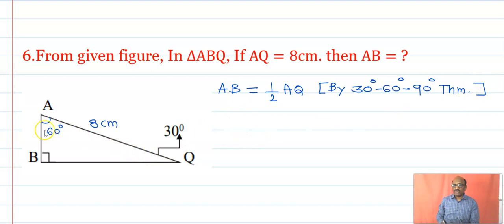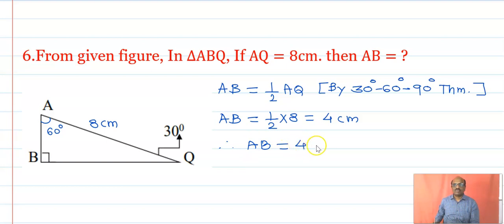That is, the side opposite to angle 30 degrees is half of the hypotenuse, and the side opposite to angle 60 degrees is root 3 by 2 times the hypotenuse. And then it is easy. Therefore AB is equal to 1 upon 2 into 8, and that is equal to 4 centimeter. Therefore AB is equal to 4 centimeter, and this is the answer.